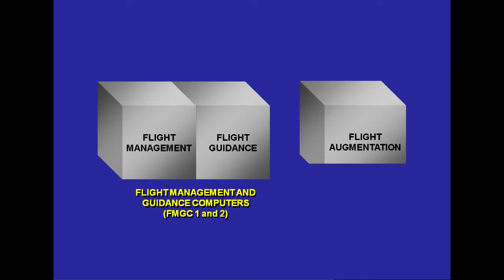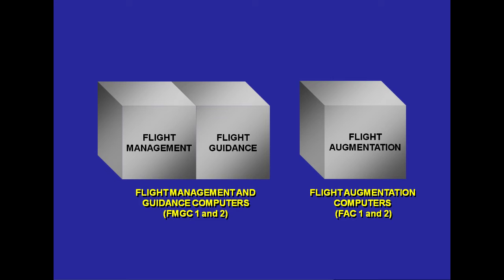The AFS is divided into four main parts: flight management, flight guidance, flight augmentation, fault isolation and detection system. The first two functions are performed by the FMGCs. The last two functions are performed by the FACs.